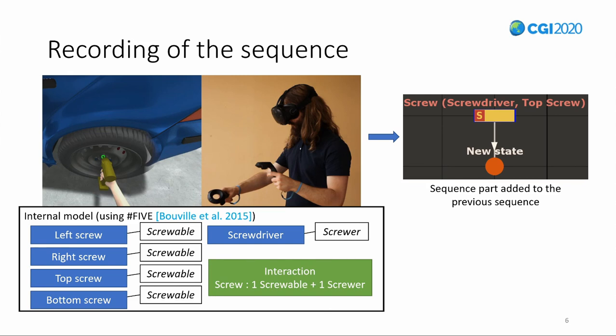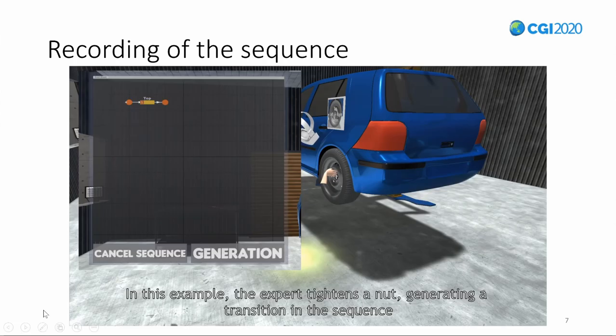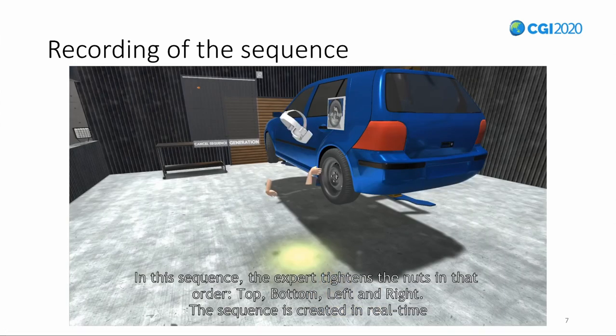In our case, we want to know which screw has been tightened, but we do not want to know with which tool it has been done, so we record the action with only the tightened screw. Here is a short example of how the recording is seen by the expert.